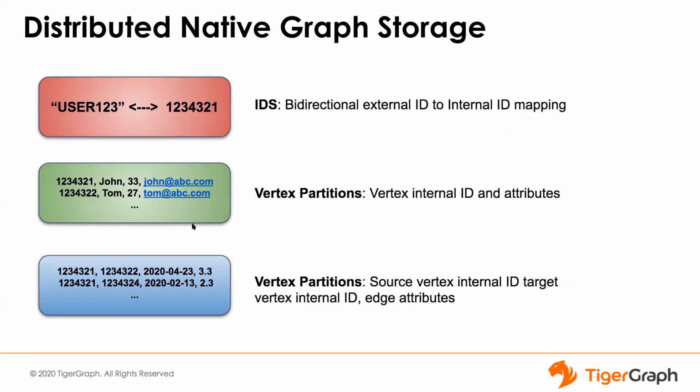So this part called IDS, called ID service, is a bidirectional mapping of external ID and internal ID. And also we have another two parts, that is vertex partitions and edge partitions. Pardon my typo, this should be edge partitions, okay?